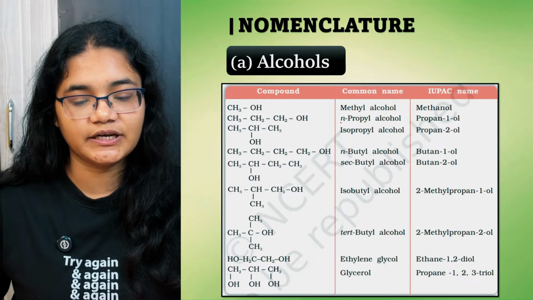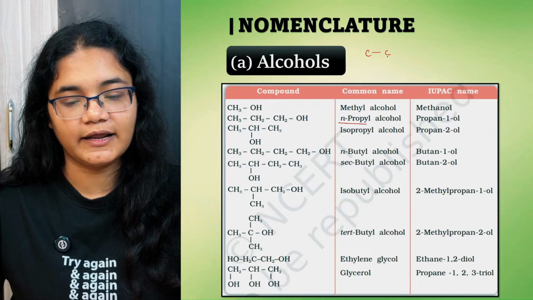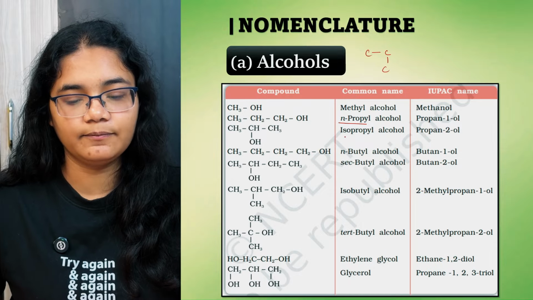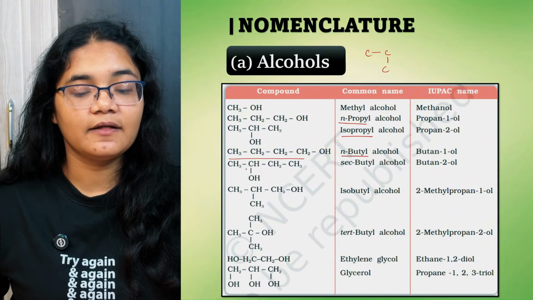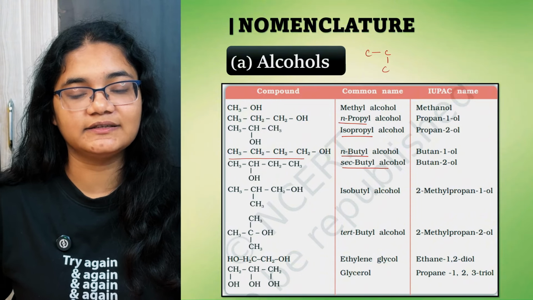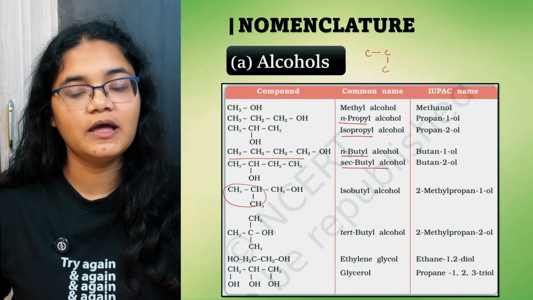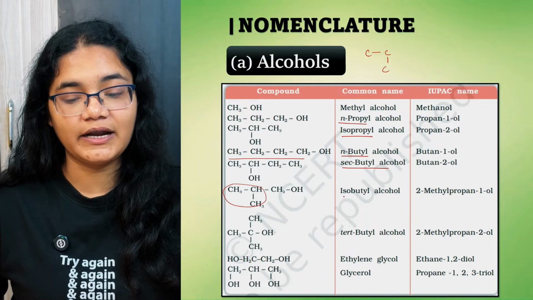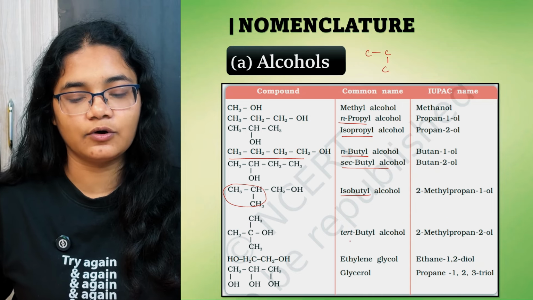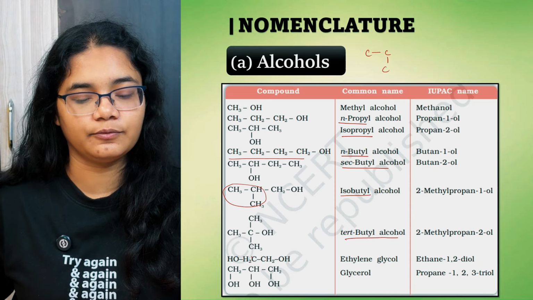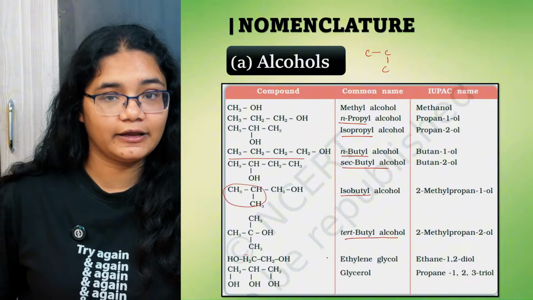When you have a straight chain, it is n-propyl. When you have a group like this structure, it is isopropyl. Next, when all four carbons are in one chain, it is n-butyl. When you have a secondary OH group, it is sec-butyl. When you have this isopropyl-like structure but with four carbons, we call it isobutyl. Now tert-butyl alcohol is called tert-butyl, where a tertiary group is present. And this is the structure of glycerol, and this is the structure of ethylene glycol.